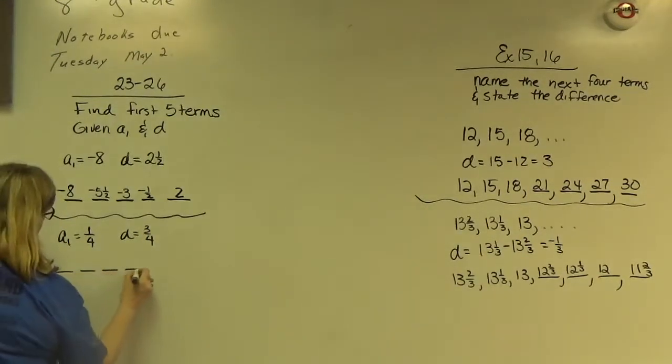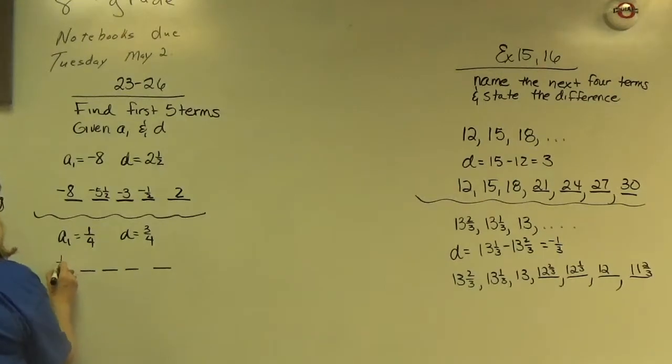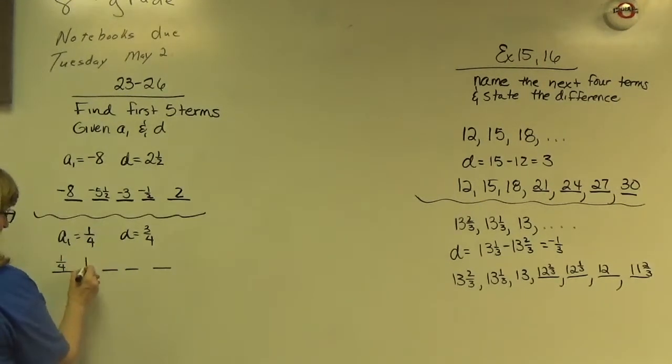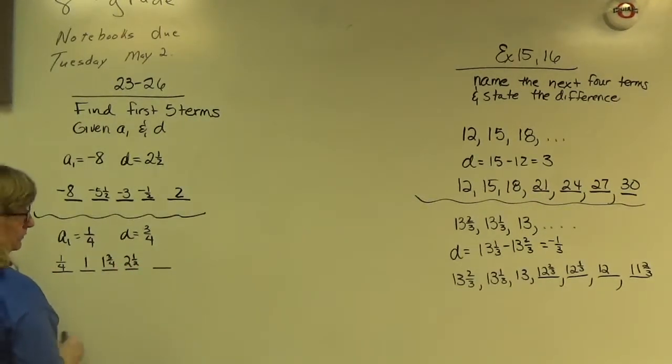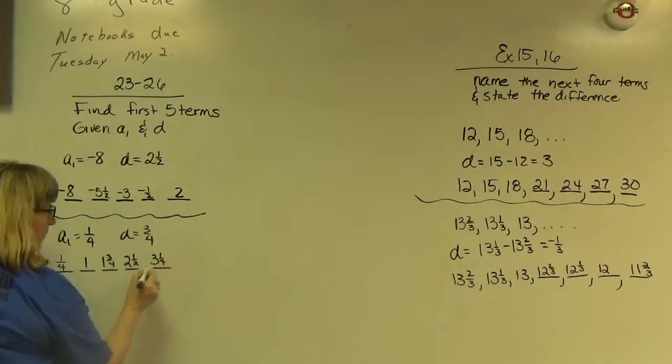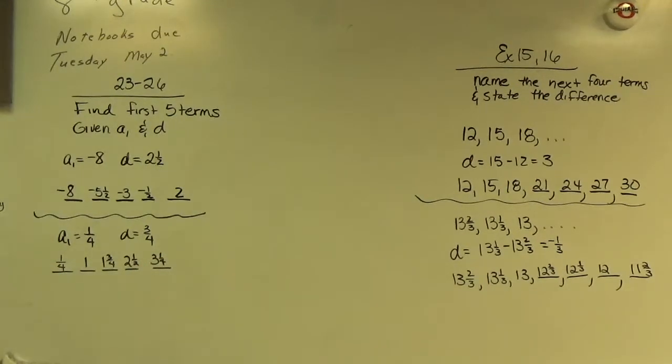One, 2, 3, 4, 5. So my first term is 1/4. What's the next one going to be if the difference is 3/4? 1. Next, 1 3/4. 2 and 2.5, 3 and 1/4. Is everybody okay on finding the first 5 terms given the first term and the difference?